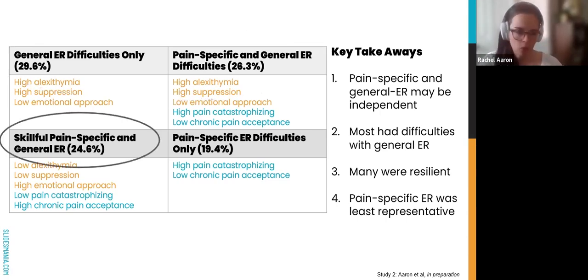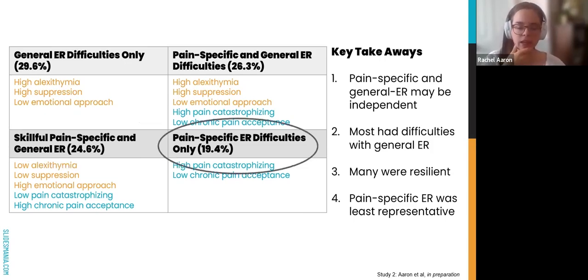About 25% were resilient with skillful emotion regulation in both domains. This mirrors the broader literature, that many people with pain are resilient and can cope with pain and other stressors in life just fine. Interesting that people who had only problems with pain-specific emotion regulation were the least represented, which is important because this is what our interventions are targeting.